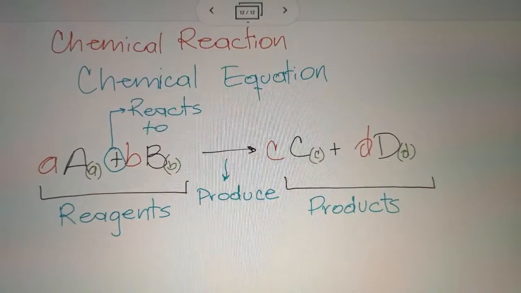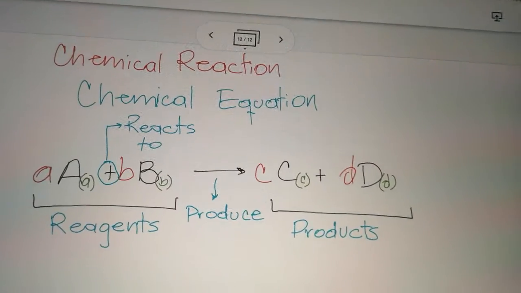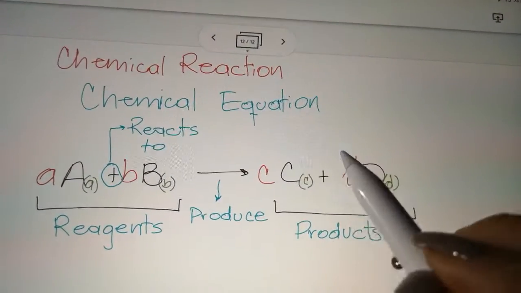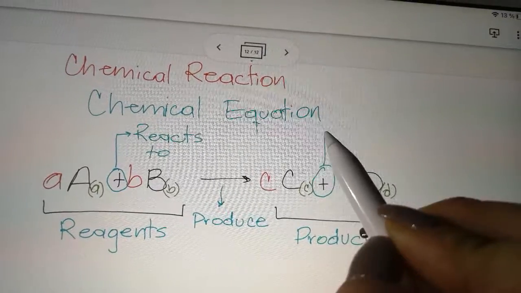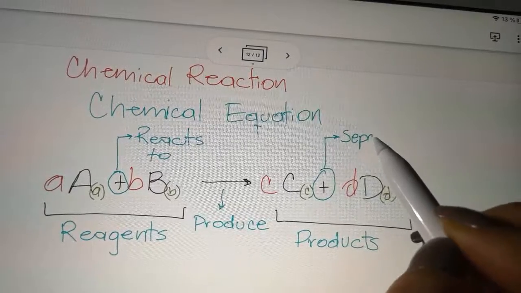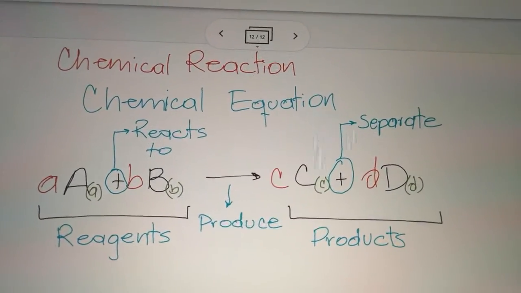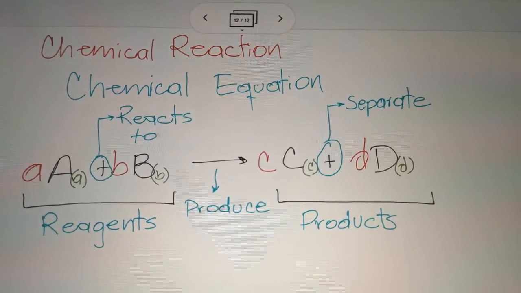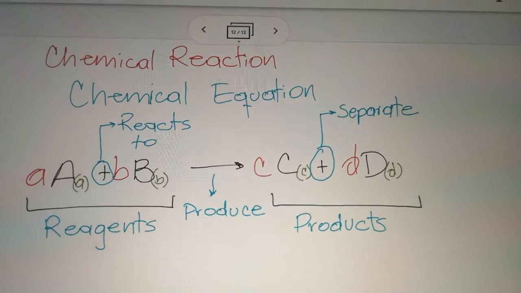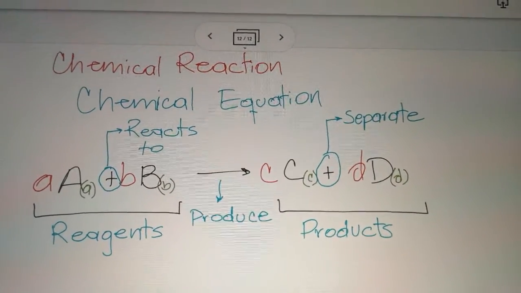So A reacts with B, or A reacts to B, okay? To produce C and D. For example, here this plus is used to separate. Okay, it is used to separate. So, for example, if you have C, D, and E, that's the way. It produces C, D, and E. Not C plus D or C reacts with D, because that does not exist.